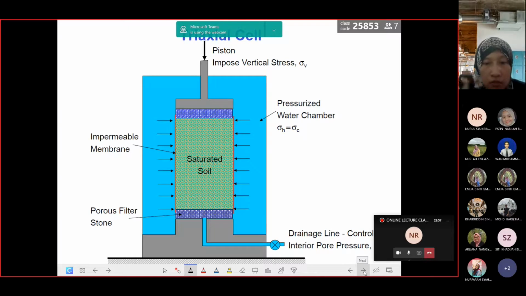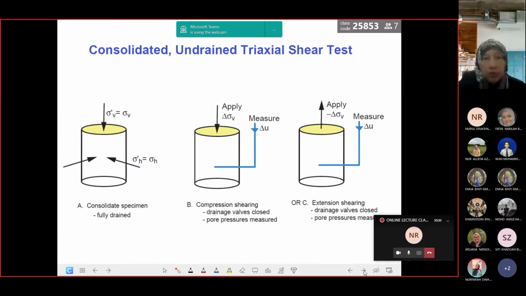So this is what we call kita punya diagrammatic view untuk triaxial apparatus ataupun triaxial set. Okay, remember when we relate for example consolidated undrained triaxial shear test, ini adalah condition awal yang mana samples you fully consolidated in the drain conditions. And then in the stage of B, the drainage valve still closed and the pore pressure can be measured in the compression shearing. Pada stage B ni, you nampak kan delta U dah develop. So dengan pada masa yang sama, valve untuk drainage tu kita tutup. Sebab satu lagi dia adalah undrained. So bila keadaan ni, you boleh dapat nilai delta U.